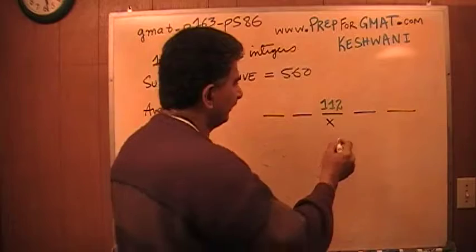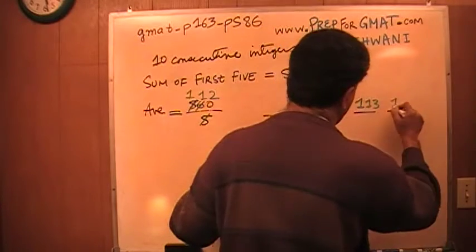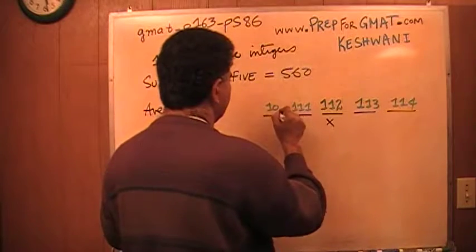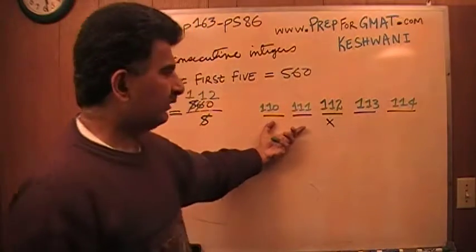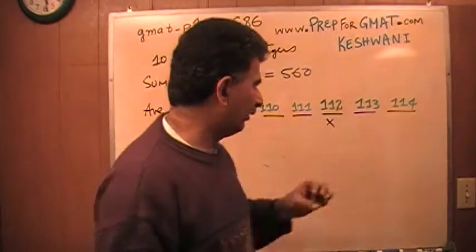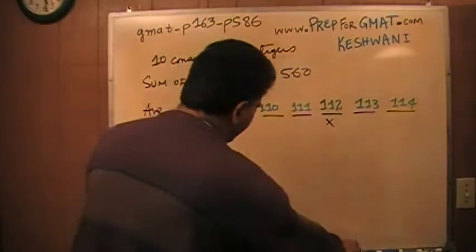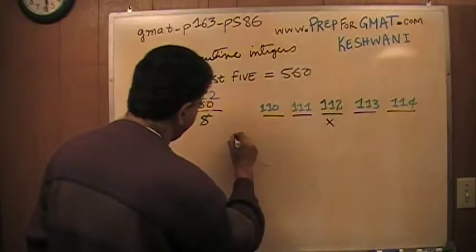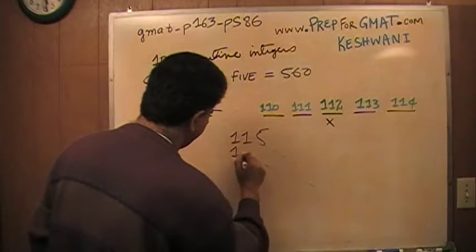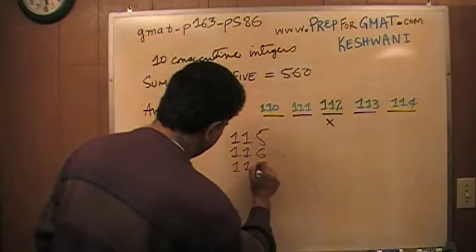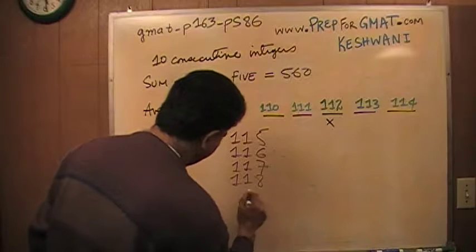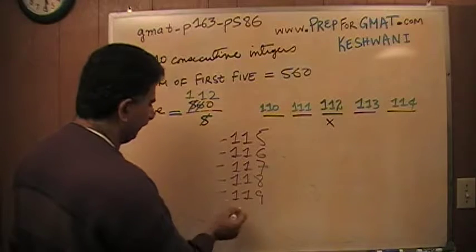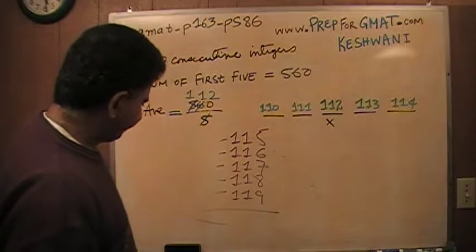Which means the next number is 113, 114, and on the other side 111, 110. Anyway, we were not interested in these numbers. We just want to know where this one ends, 114. So all I have to do is find out the sum of the remaining 5, which starts with 115, 116, 117, 118, 119. How many do I have? 1, 2, 3, 4, 5. There are 5 here.